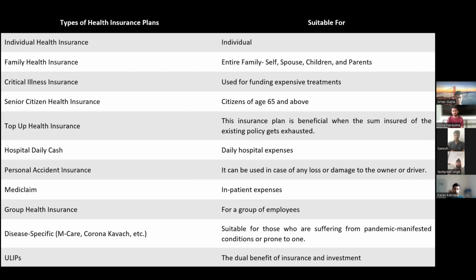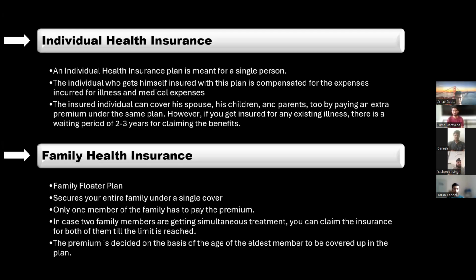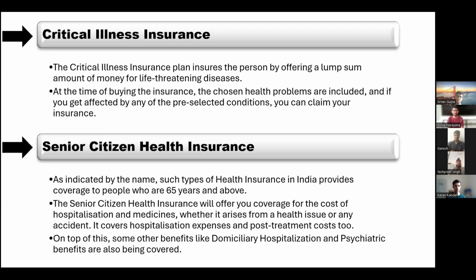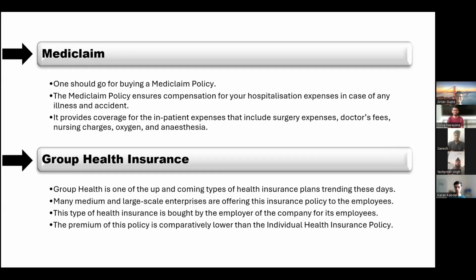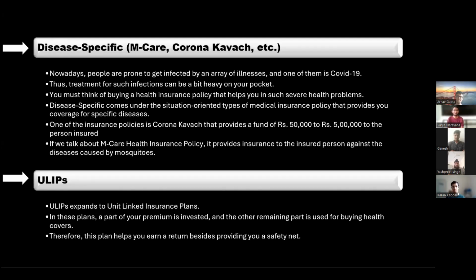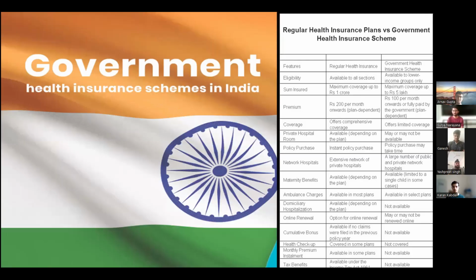Here are some types of health insurance plans, and for which age group they are suitable. Here are the descriptions of various health plans. Individual health insurance and family health insurance. And the next is critical health insurance and senior citizen health insurance. The next: top up health insurance, personal accident insurance, the Mediclaim and group health insurance. And finally, disease specific and ULIPs. These are the differences between regular health insurance and government health insurance plans.